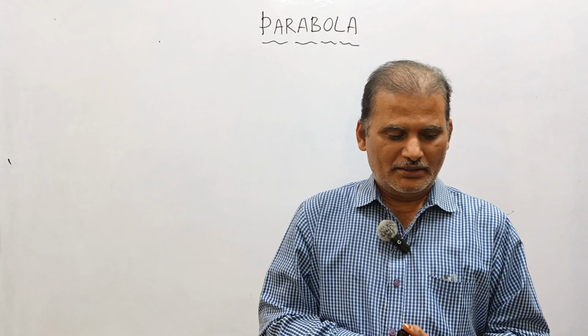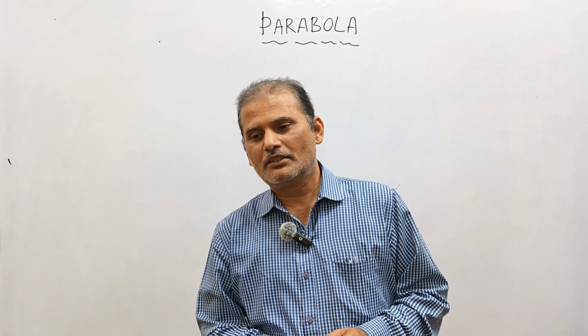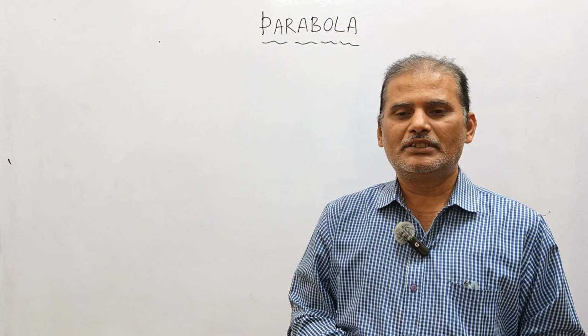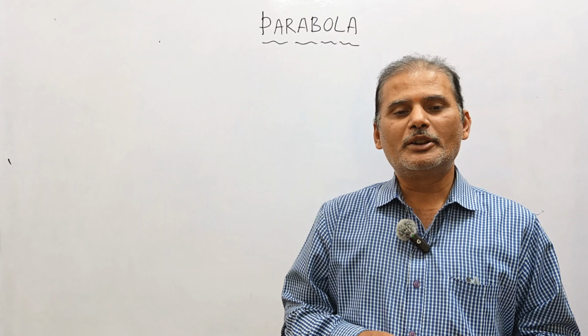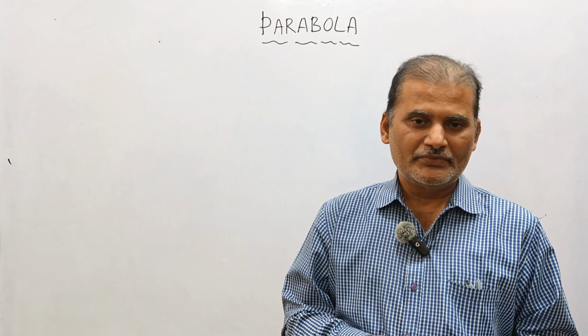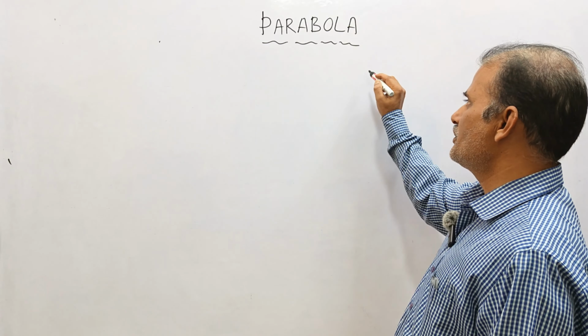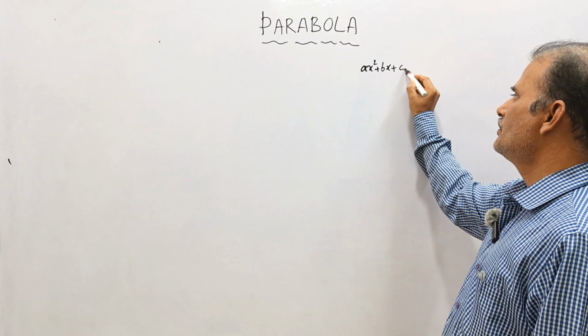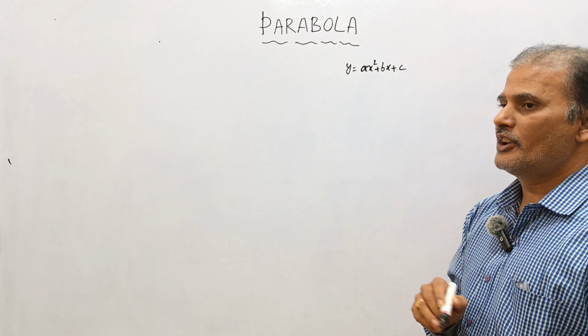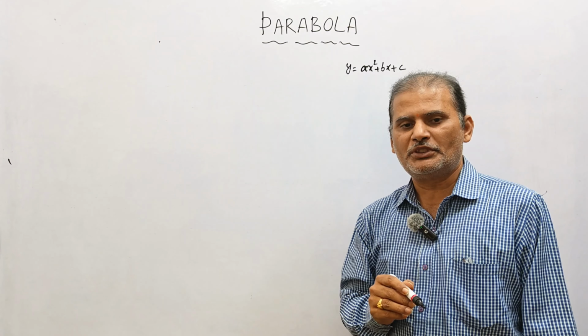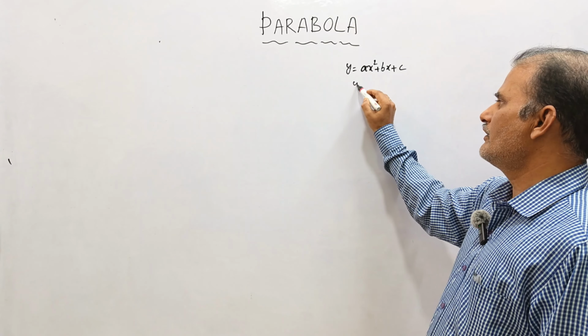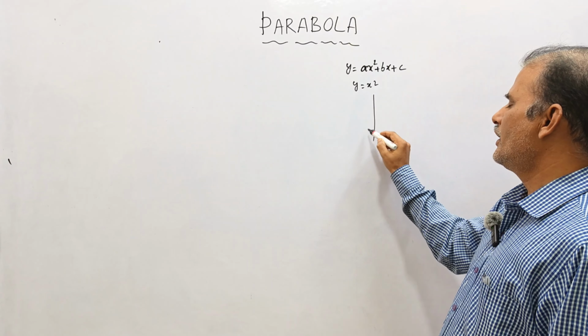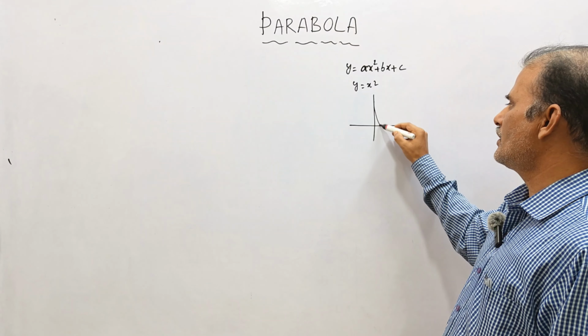Parabola. In 10th class and intermediate, we learned about the quadratic equations. Quadratic equations general formation ax square plus bx plus c. Quadratic polynomial y is equal to x square plus bx plus c. We know the shape of quadratic equation is parabolic shape. If you take y is equal to x square, the shape of y is equal to x square is always a parabola.